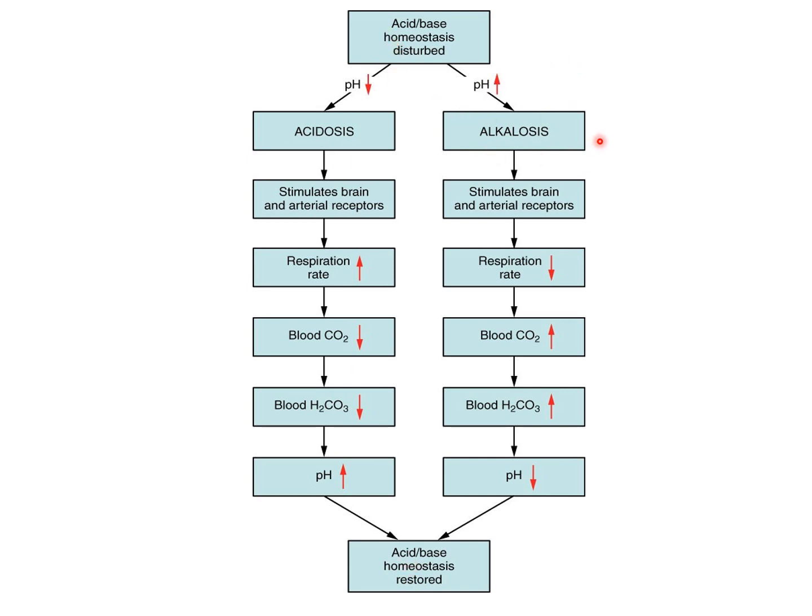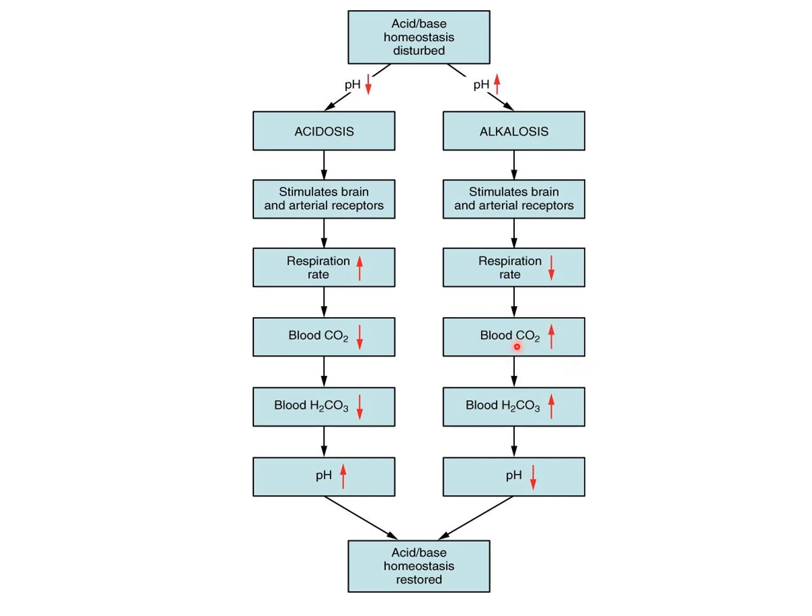On the other hand, when there is alkalosis, the alkalosis will be a stimulus for the brain and the arterial receptors to be stimulated. So when the brain is stimulated, it will send a signal to the lungs in order to decrease the respiratory rate. When there is a decrease in the respiratory rate, the carbon dioxide will accumulate in the lungs. When there is an accumulation of the carbon dioxide in the lungs, this would also mean that there will be an increase in the level of carbon dioxide in the blood.